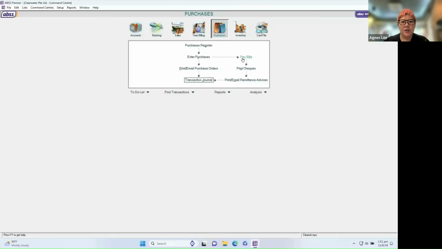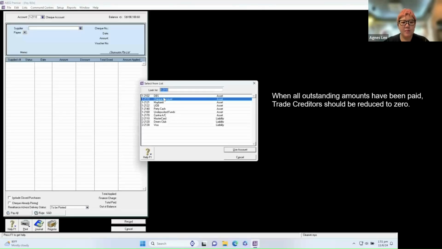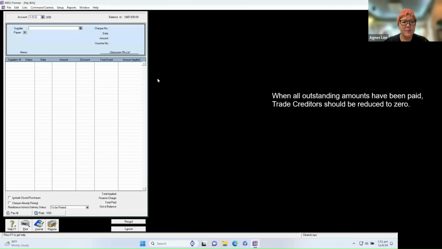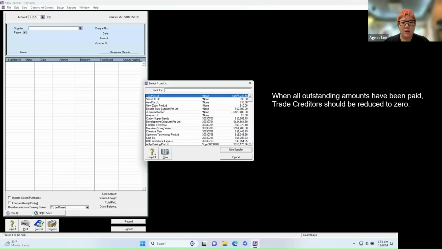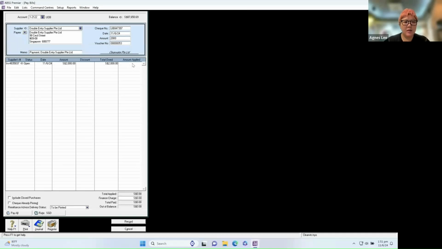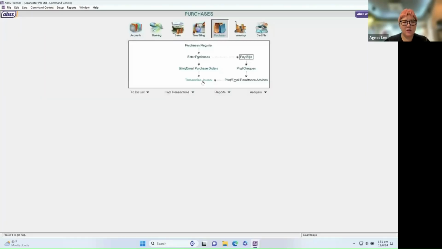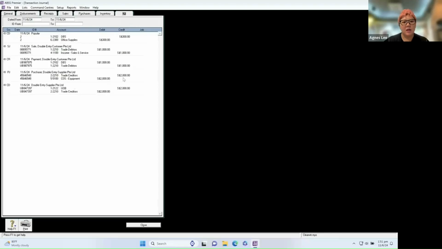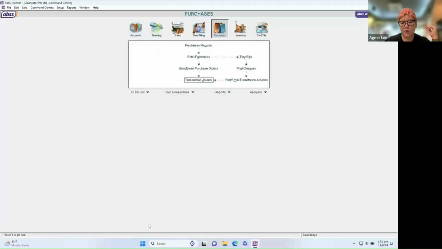So purchase, pay bill, use which bank? Maybe my UOB bank. Pay to double entry supplier, UOB bank, with a check number also. Amount 2,000 and click record. So look at the double entry again. Now it will be credit the bank, debit the trade creditors. So you offset already. Very simple, right? Let's go for the next one.